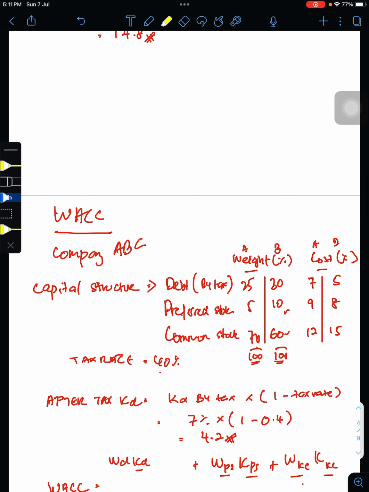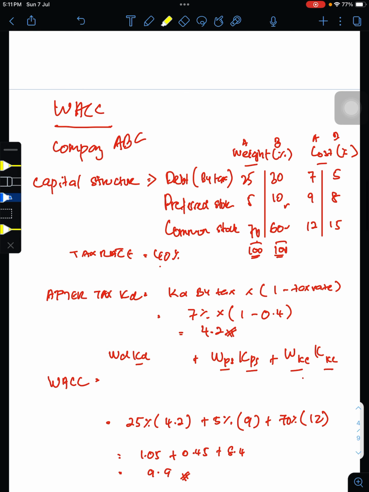And finally, calculate WACC. We'll be using company ABC as its name. In the question you are given the weights. Debt is 25%, preference stock is 5%, and common stock is 70%. The total will always give you 100%. And what is also given is the cost. So this is one question, A and A, B and B. Later you will do part B.